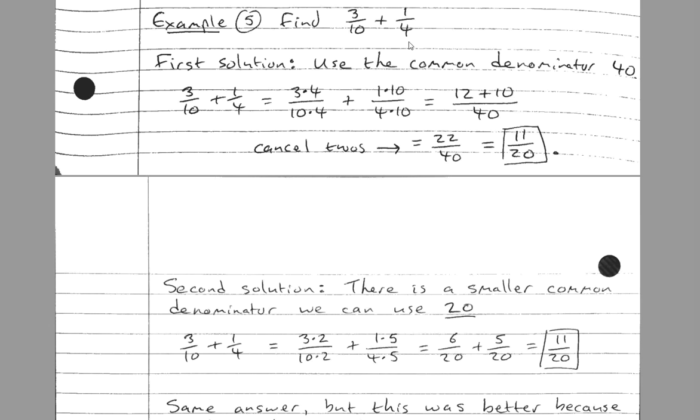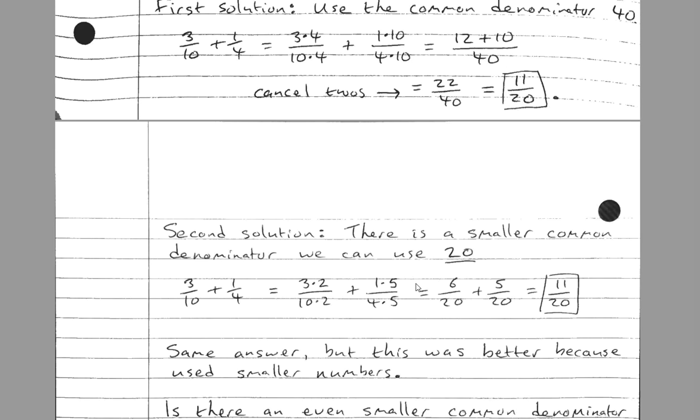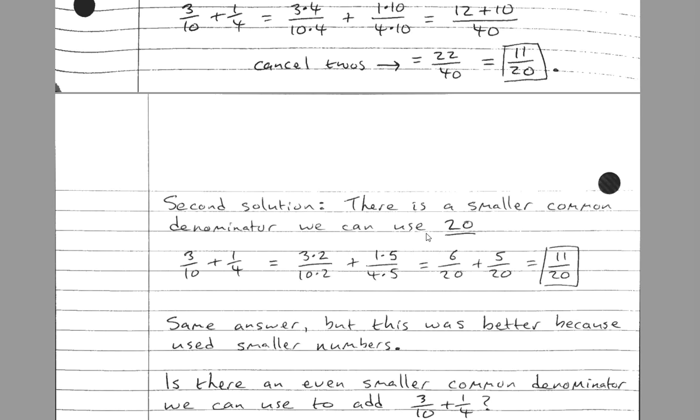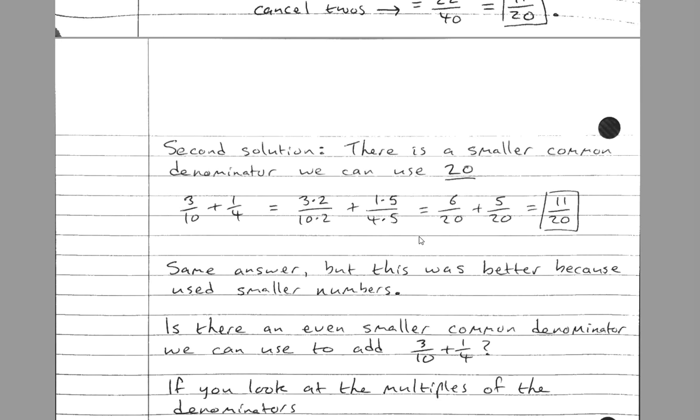Okay, so this first one we used a common denominator of 40. For the second solution, we used a common denominator of 20. So what's the smallest possible common denominator we can use? Can we do better than 20?